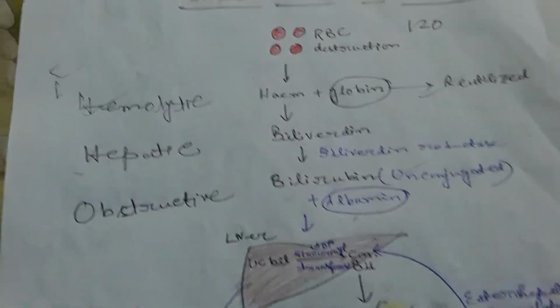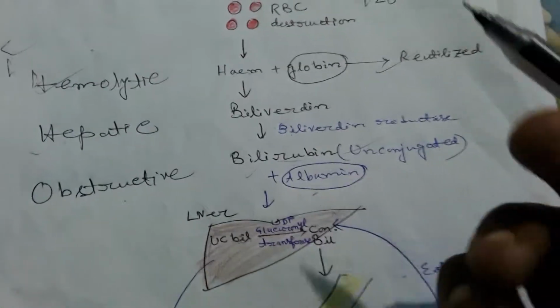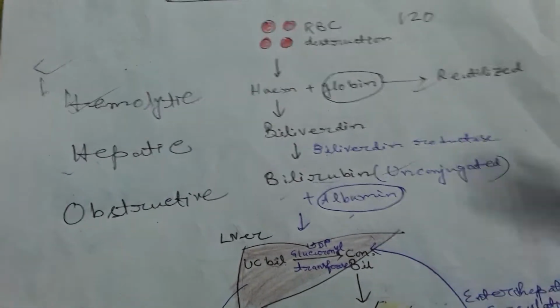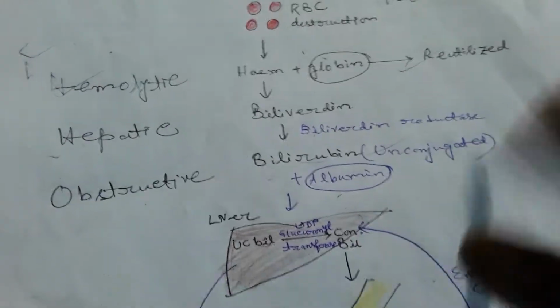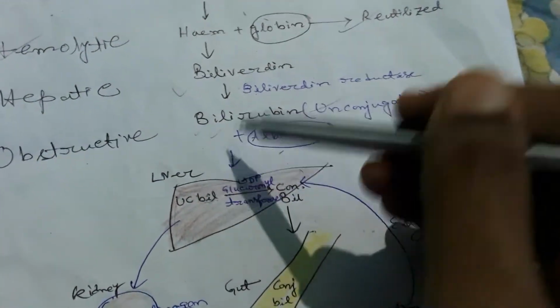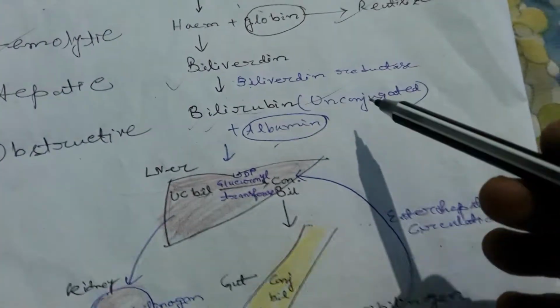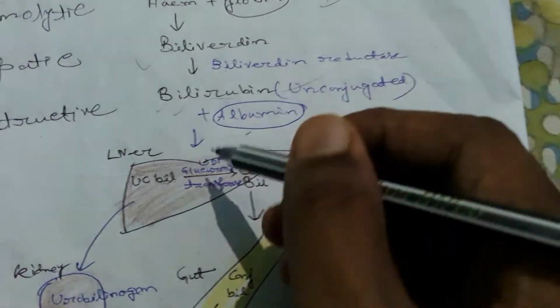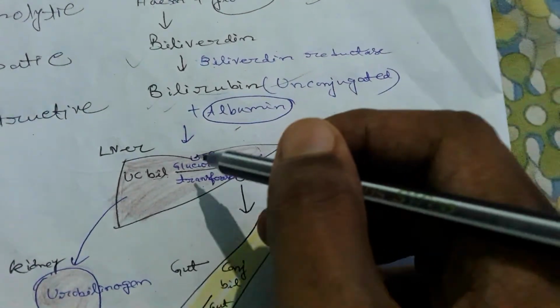It can be due to viral infection or due to some autoimmune disease, such as autoimmune hemolytic anemia. Okay. There will be excess RBC destruction. So, more heme, more biliverdin, more bilirubin, which is unconjugated. Okay. Now, more unconjugated bilirubin will come into the liver.